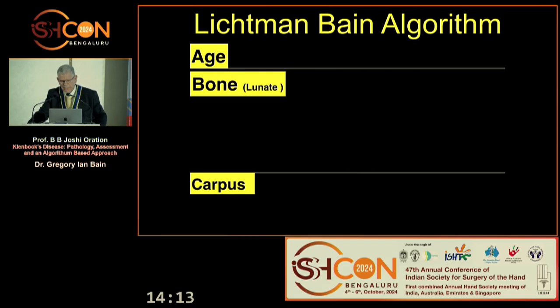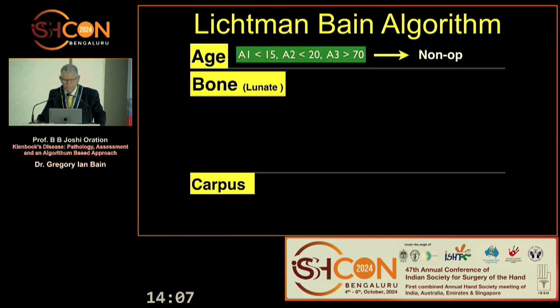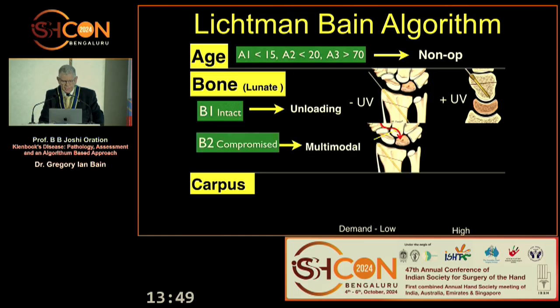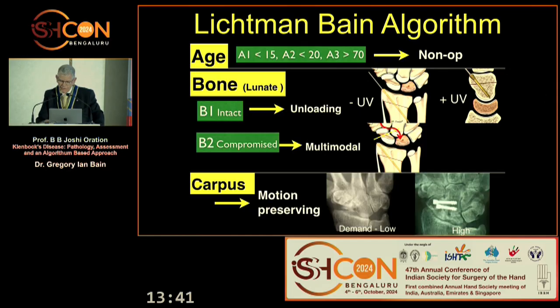So the algorithm that we had was, we had to make it as simple as we could, which is A, B, C, the age, the bone, which is the lunate, and then the carpus. We've already discussed that the younger patients, less than 20 or older than 70, will do better and can be managed initially without surgery. The B, which is the bone of the lunate, we look to see if it's intact or whether it's compromised, and those that are intact, we try and preserve it and protect it with an unloading procedure, and those where it's compromised, we're starting to do what we call a multimodal approach. And once the wrist becomes involved, we're then starting to use motion preserving procedures similar to what we might do with degenerative osteoarthritis.